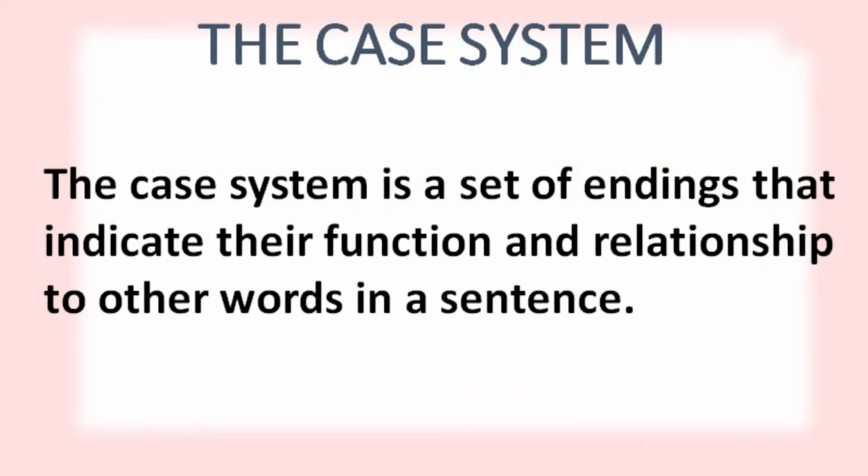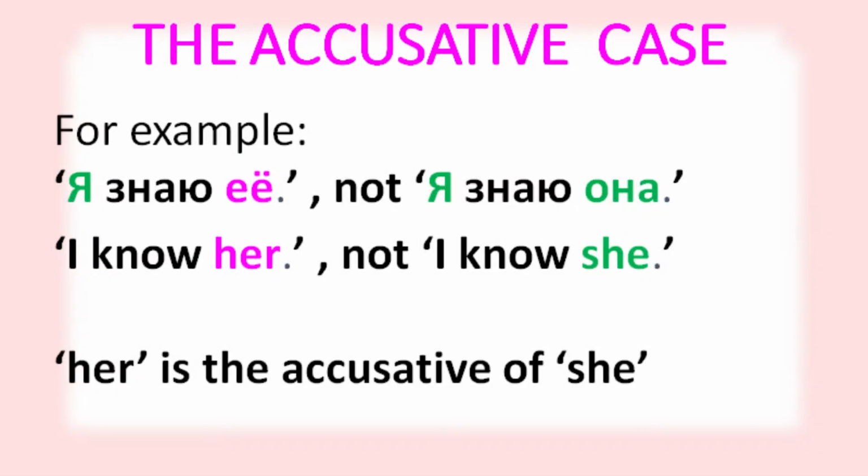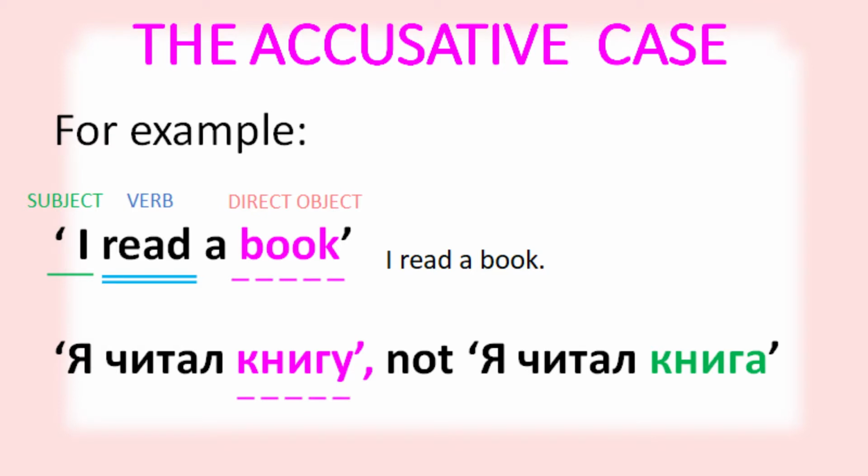The case system is a set of endings that indicate their function and relationship to other words in a sentence. For example, in the accusative case you would say Я знаю ее, not я знаю она. I know her, not I know she. Her is the accusative of she. For example, I read a book. Я читал книгу. Not Я читал книга. Knigu is the accusative of kniga.